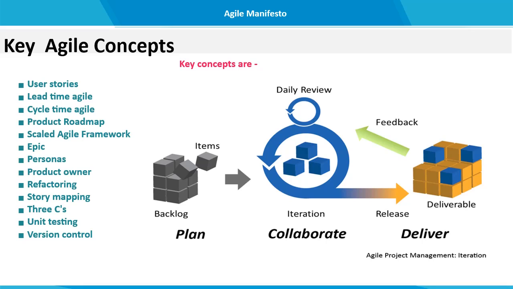Persona. A persona is a description of an end user that is using the application. The description may be real or hypothetical. Then comes product owner. A product owner represents the stakeholder or sponsor of the project and is responsible for the product backlog.